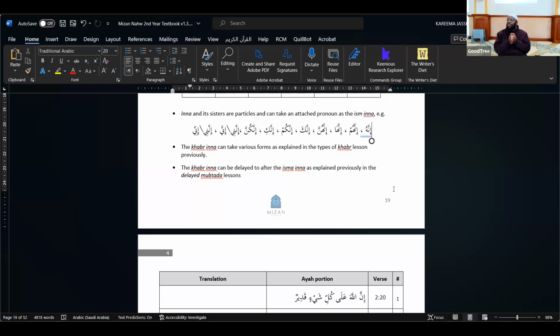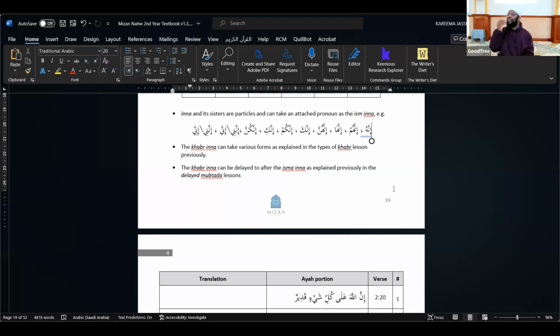Inna is a particle, and this particle can have an attached pronoun. When it does have an attached pronoun, that pronoun will be the ism of inna, and it will be in halatu nasb.